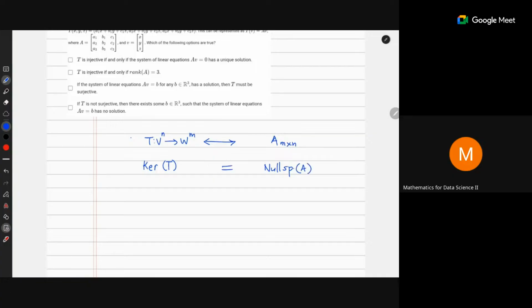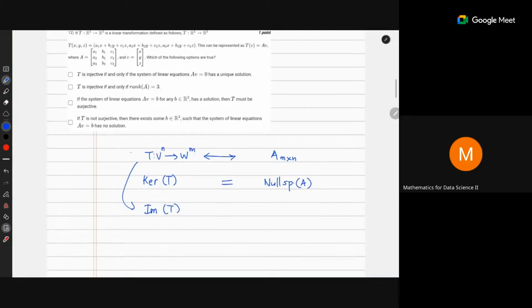In particular, they would be equal, and the image of T, or range of T, would become the range of A. Range of T you don't need to calculate; you can directly calculate it from this. But the kernel of T would become the null space of A. Okay, so that we are going to see.